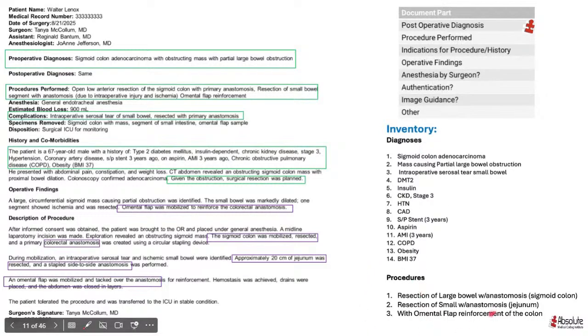Now let's focus on the procedures. We have resection of the large bowel with anastomosis of the sigmoid colon. I got that up here, right? The resection of the small bowel with anastomosis, that jejunum was resected, and the omental flap reinforcement took place. So they reinforced the anastomosis of the large bowel.